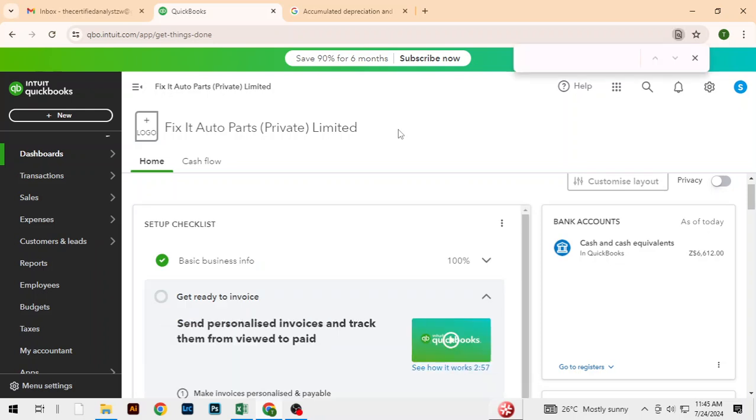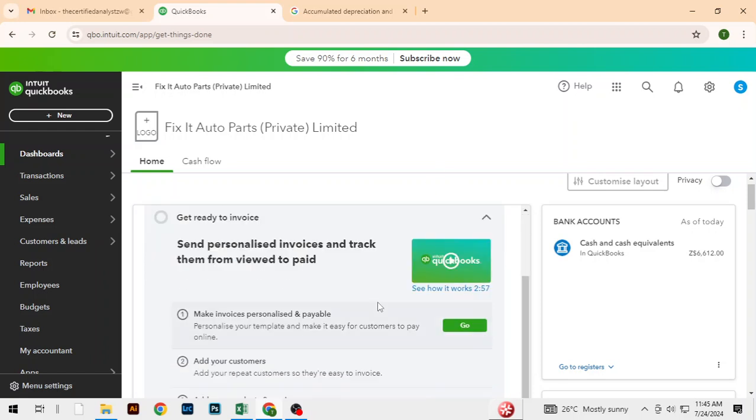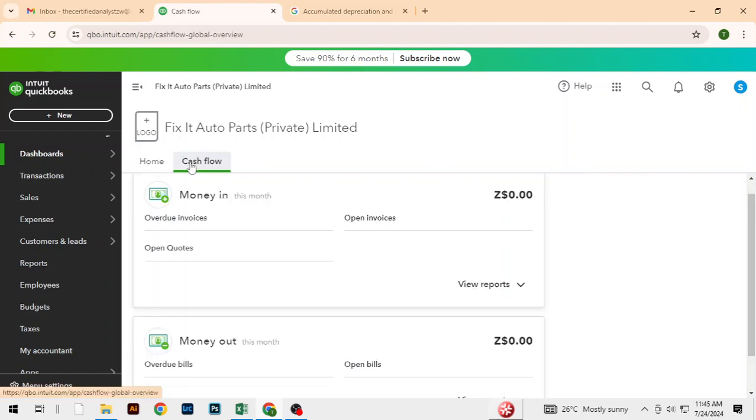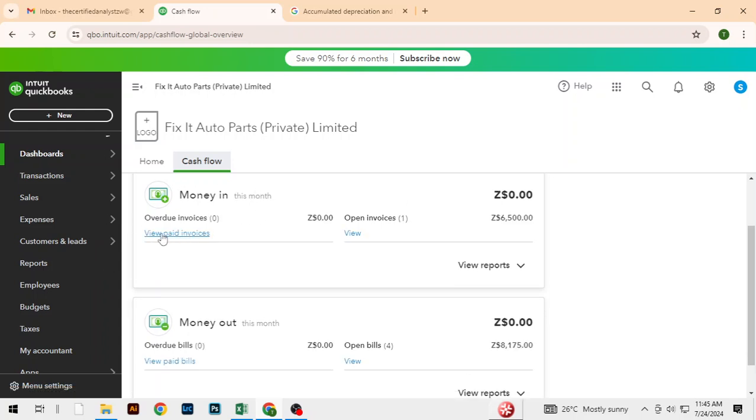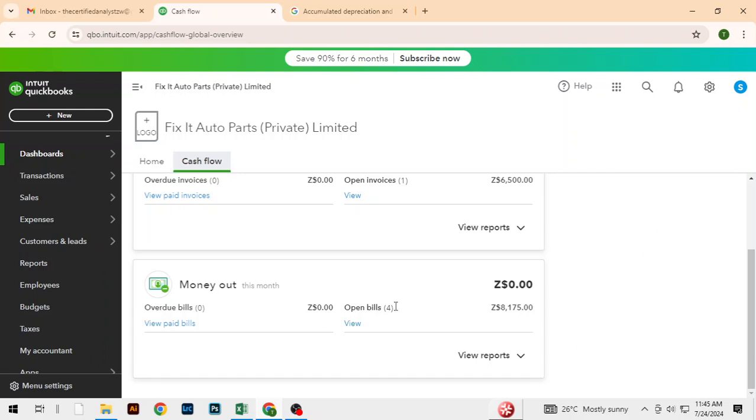Hello everyone, and in this section let's look at the income flows, the cash flows, and all of that. So let's try to check here. They're saying 6.5. That's open invoices, and then we've got open bills of 8,175.